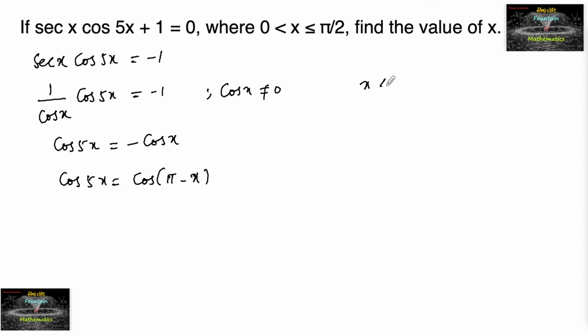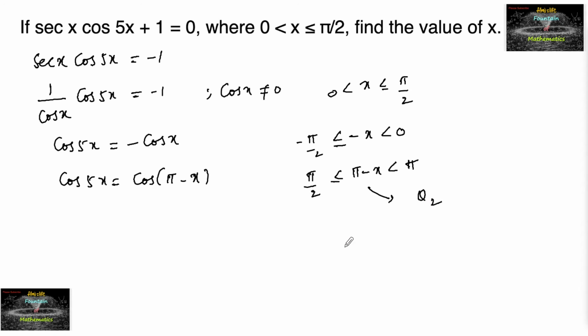Since x lies between 0 and pi by 2, minus x lies between minus pi by 2 and 0, and pi minus x lies between pi minus pi by 2, that is pi by 2, to pi. So pi minus x belongs to the second quadrant. So it is in the principal range of the cos. So let us consider pi minus x to be alpha, a principal solution.